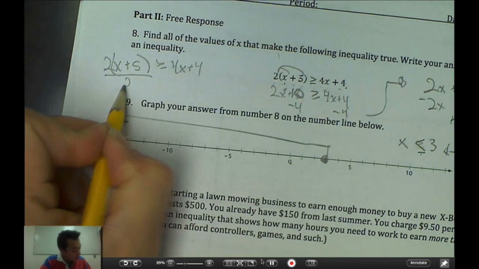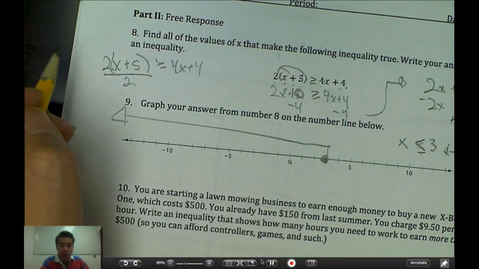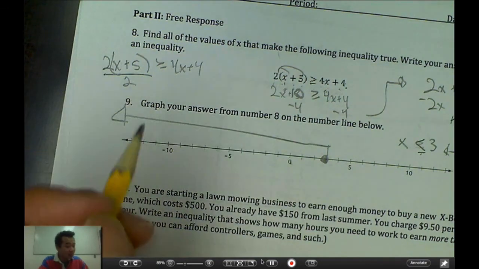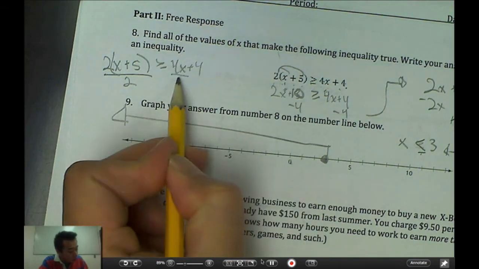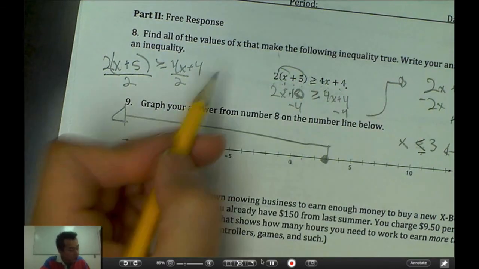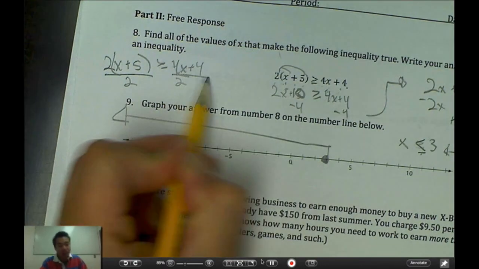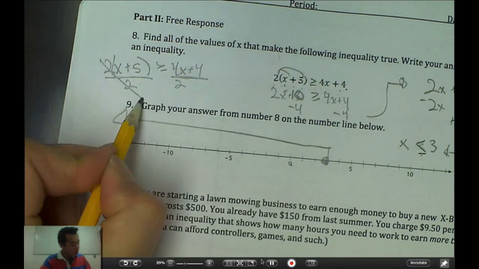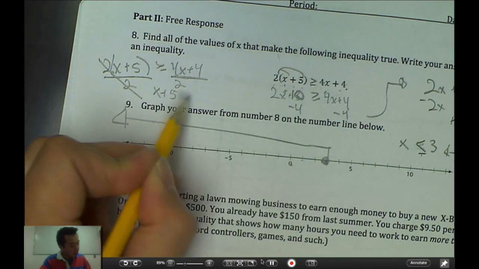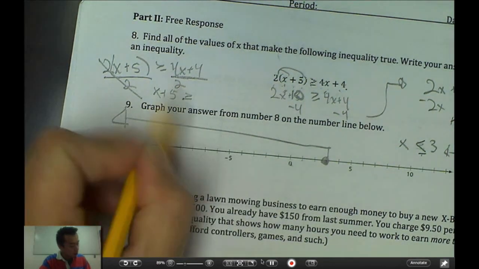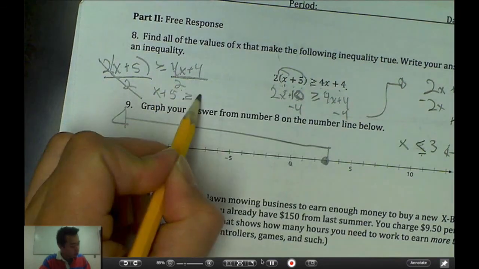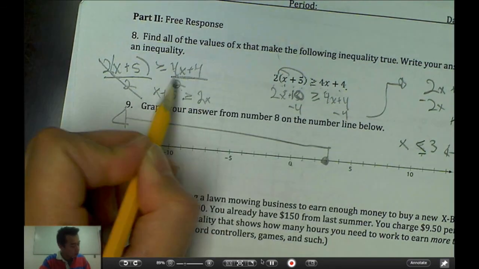Figure that you can divide that by 2. Property of equality says that if I divide something by 2, I better do the other side. Some students did that, but they only did it to one term. You need to do it to everything on that same side. So when you do this, you get x plus 5 is greater than or equal to 4x divided by 2 is 2x. 4 divided by 2 is 2.